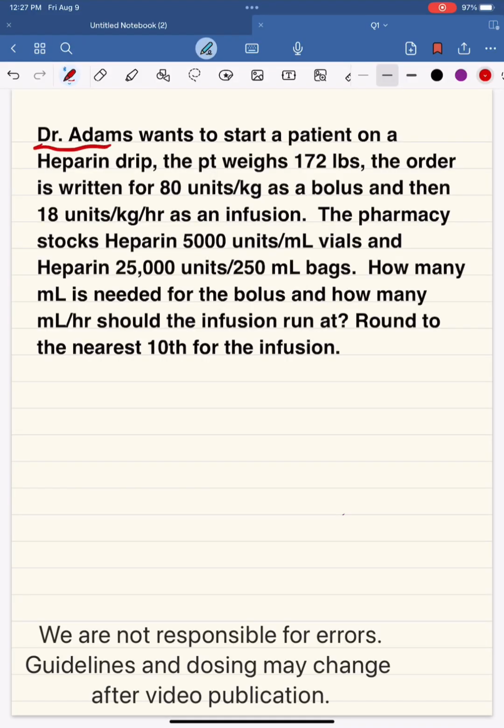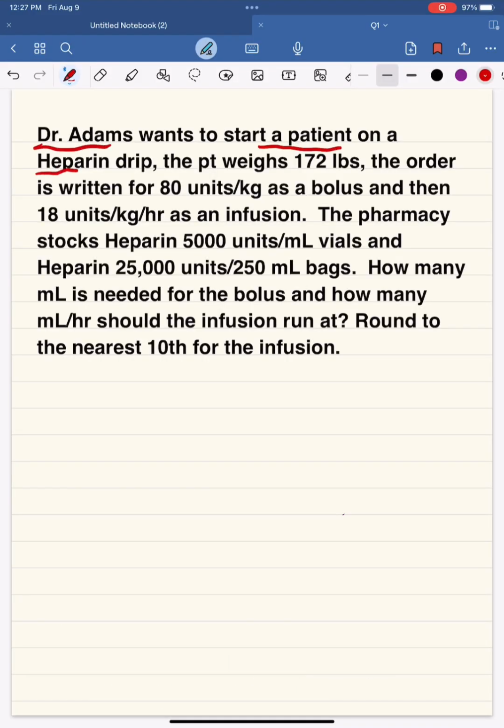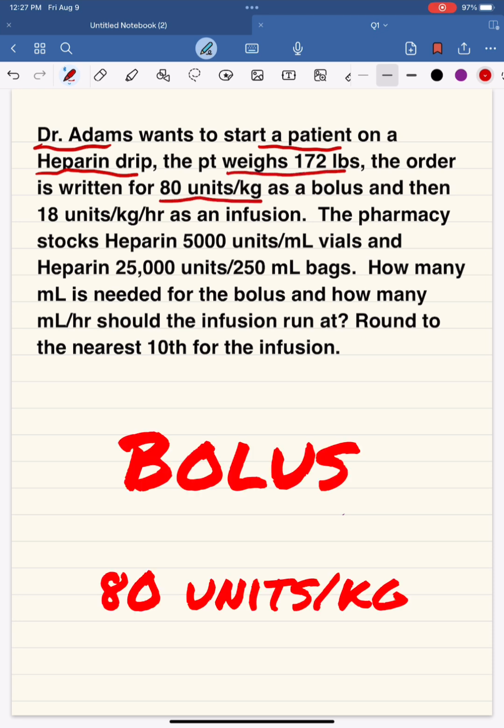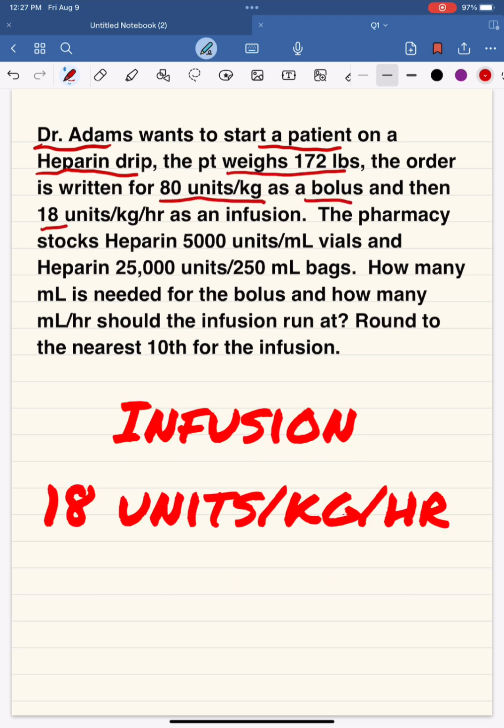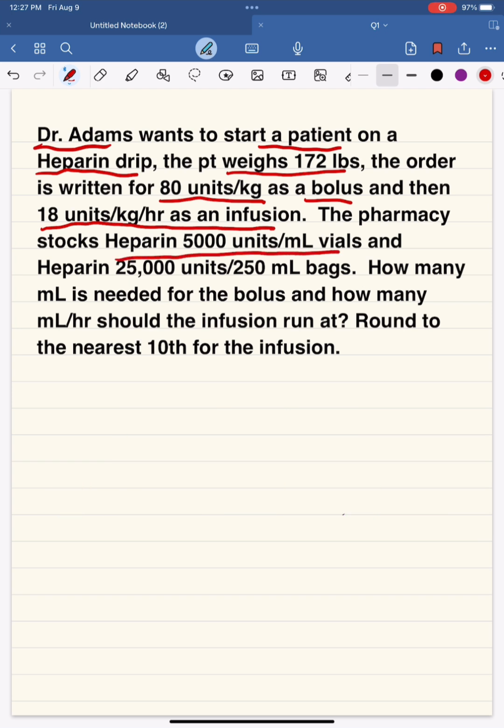Dr. Adams wants to start a patient on a heparin drip. The patient weighs 172 pounds. The order is written for 80 units per kilogram as a bolus and then 18 units per kilogram per hour as an infusion. The pharmacy has a 5,000 units per ml vial and bags of 25,000 per 250. How many milliliters is needed for the bolus and how many milliliters per hour should the infusion run at? Round to the nearest tenth for the infusion.